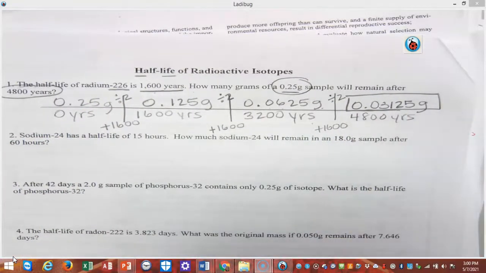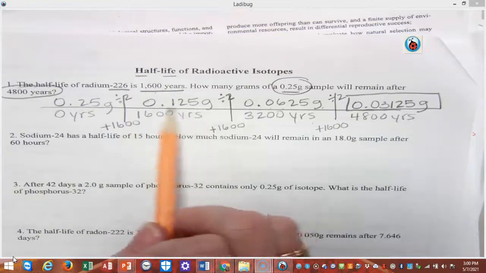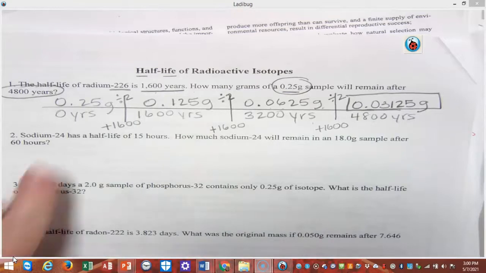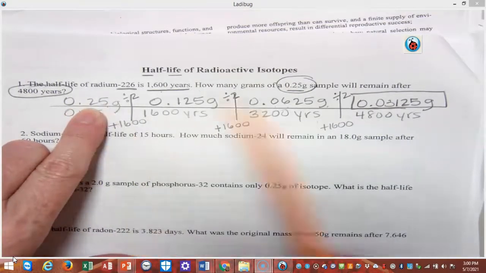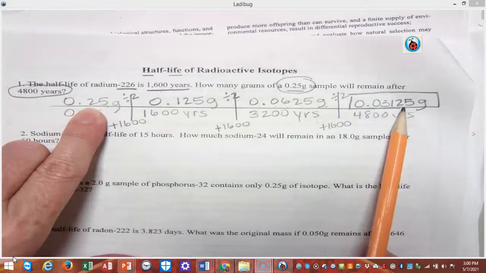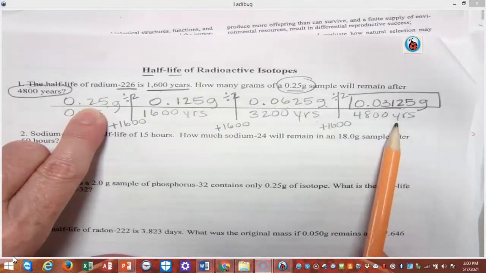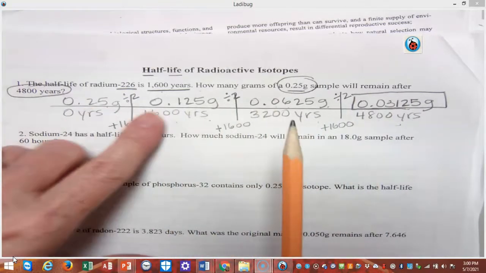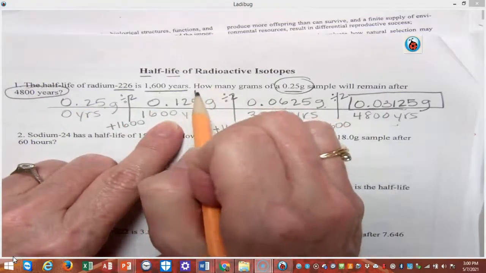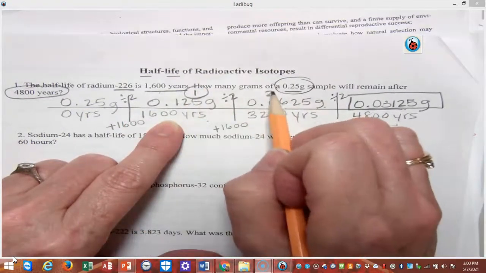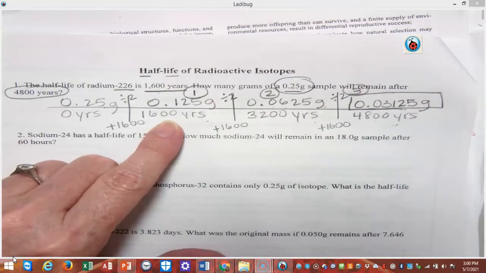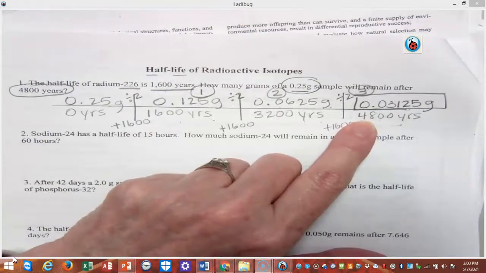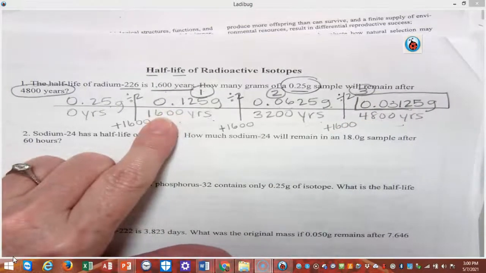Okay, and the reason why I like doing it this way is because it's simple, but also some of the other questions are going to ask you, what is the half-life of this sample? So say it said we started out with 0.25 grams and ended up with 0.03125 grams after 4,800 years, what is the half-life? Well, if I fill in the top and I'm missing this piece, to figure this out, I'd say, okay, this gets cut in half once, twice, 3 times. 4,800 divided by 3 equals 1,600. So that's easy to figure out.